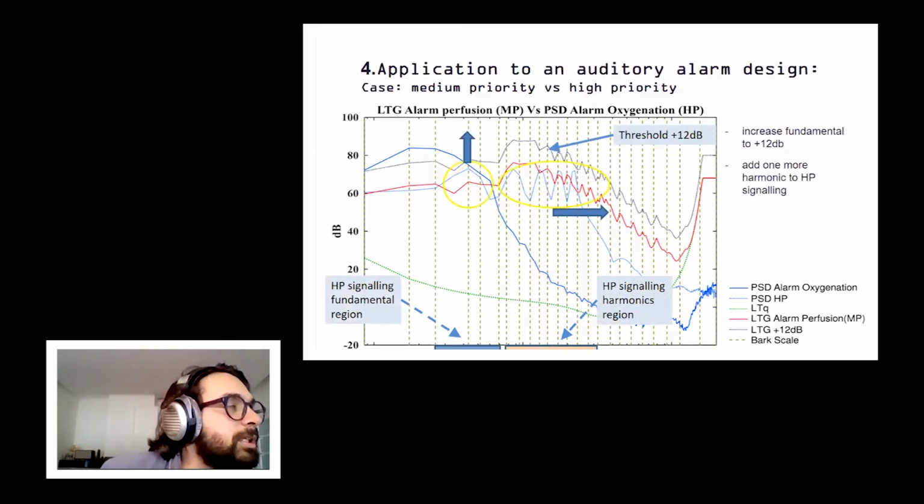Most importantly, the high priority signal, we want it to be well above the red line. Here we have a plus 12 dB on the threshold. Above that level, it is definitely hearable, so it will be detected. And we might also want to add one harmonic, so it is in the region of 12 dB as well. So the higher priority signaling is most definitely heard.